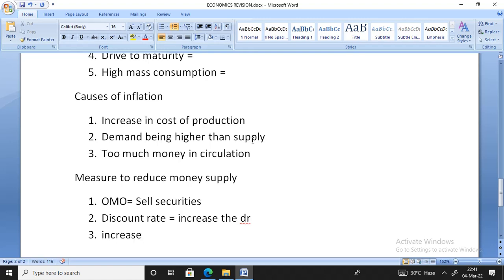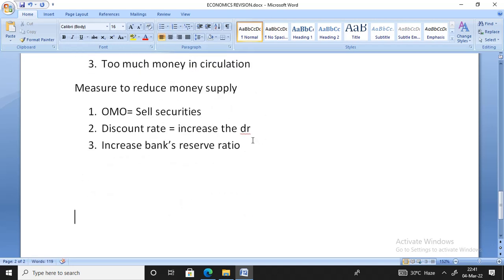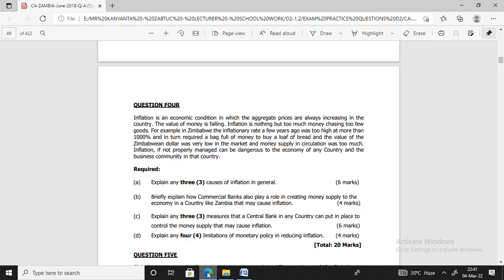The third thing that government should do is to increase commercial banks' reserve ratio. So what's the reserve ratio? The reserve ratio is the percentage of deposits that commercial banks are supposed to keep in reserve, not to be lent out. So when you increase how much commercial banks should reserve, it restricts how much commercial banks can give out as loans, and that restricts the amount of money that goes in circulation. Simple as that.